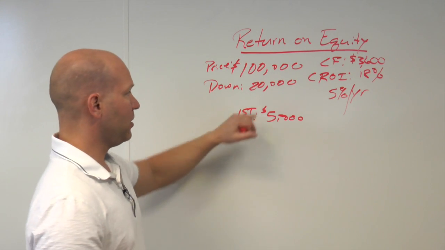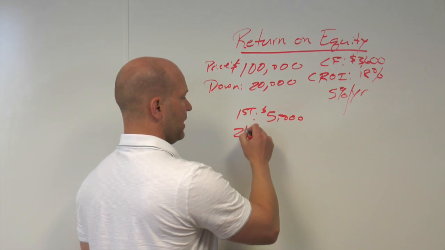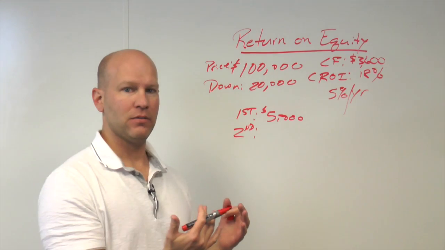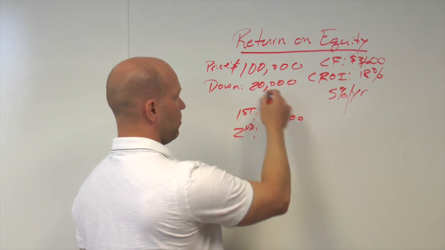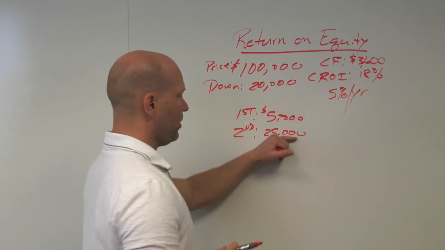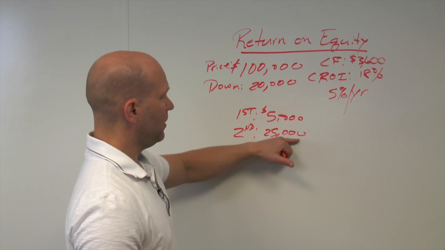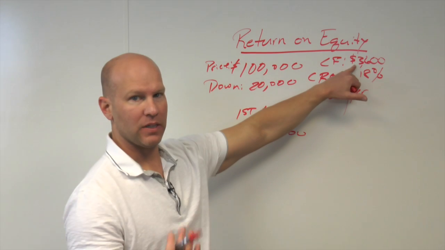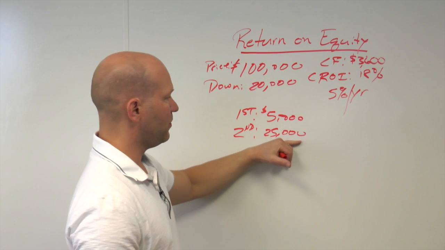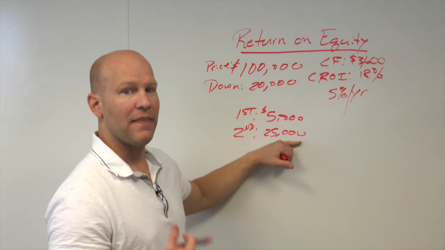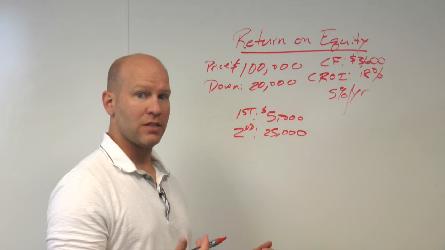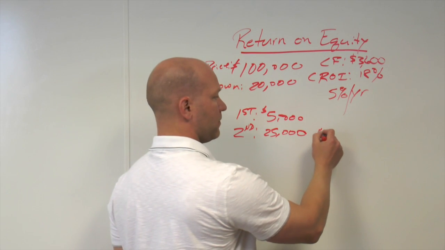So in order to calculate our second year return on equity, we would take the $25,000 that we now have in equity, and we would divide our cash flow, assuming that it was the same and hadn't increased. We would divide $3,600 by $25,000, and that's going to give us our return on equity for that year, which is 14.4%.